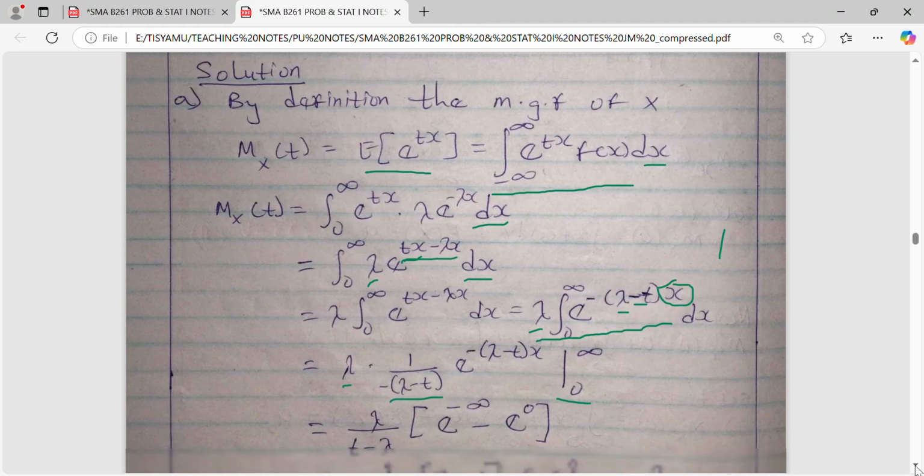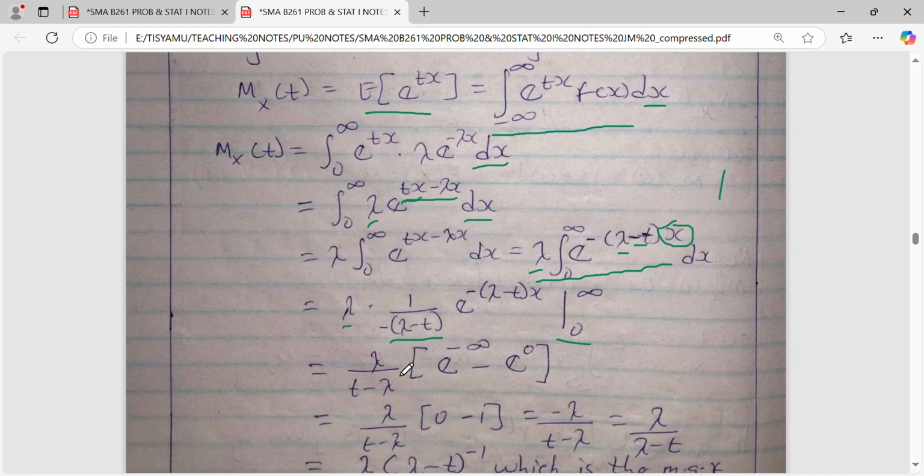So when we factor out lambda over negative into lambda minus t, which can also be written as lambda over t minus lambda, then we are going now to apply the limits where there is x. From the upper limit, which is infinity, we have exponential of negative into lambda minus t, close the bracket, times infinity, and this reduces to exponential of negative infinity. Then minus, we apply the lower limit, which is 0. Where there is x we put 0, so we are going to have exponential of 0.